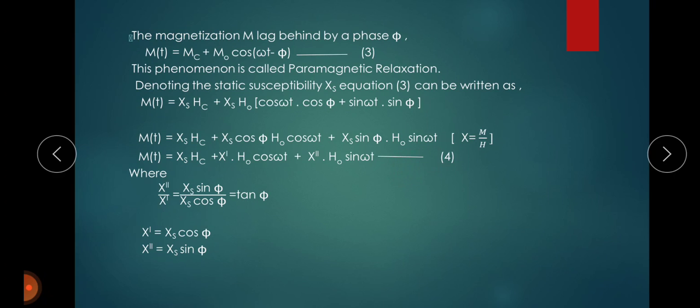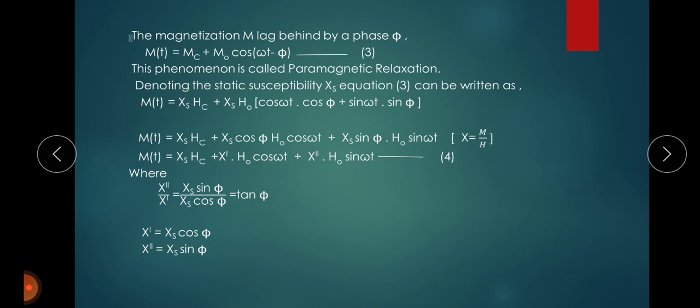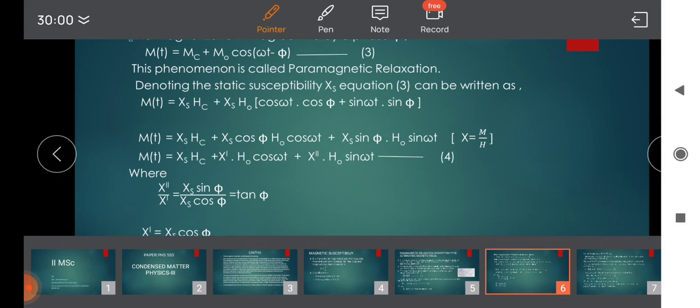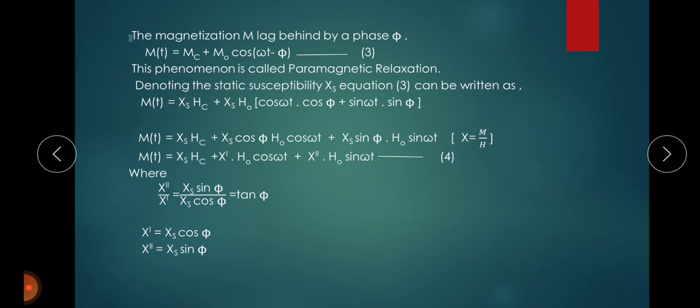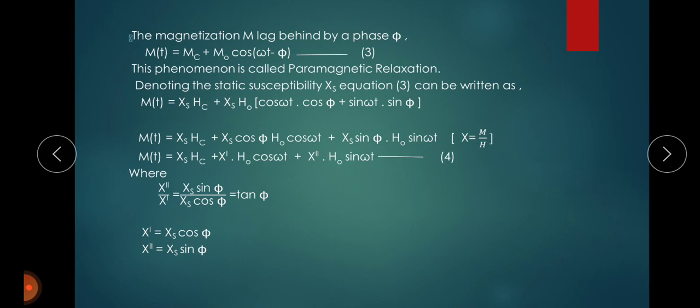This is taken as equation number 4, where χ'' divided by χ' is equal to χs sin φ divided by χs into cos φ, where the χs term will be cancelled and the remaining is sin φ divided by cos φ. We know that sin φ divided by cos φ is taken as tan φ, where χ' is equal to χs into cos φ and χ'' is equal to χs into sin φ.